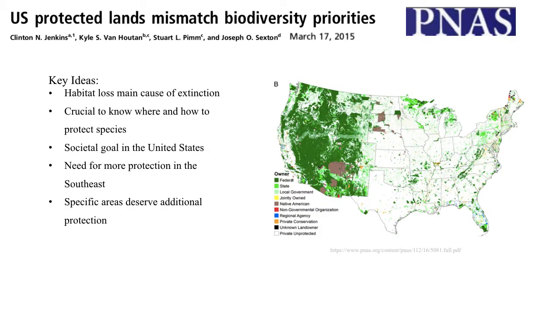An article by Clinton Jenkins explained how many of the U.S. protected lands mismatch the biodiversity priorities. Some of his key points were that habitat loss is the main cause of extinction. Where and how society chooses to protect is vital for saving species. This should be considered a societal goal in the United States. There is need for more protection in the southeast where there are vulnerable species. And lastly, he recommends specific areas deserving additional protection, some of them being public lands while others require private investment. The map on the right displays ownership of the highlighted regions.